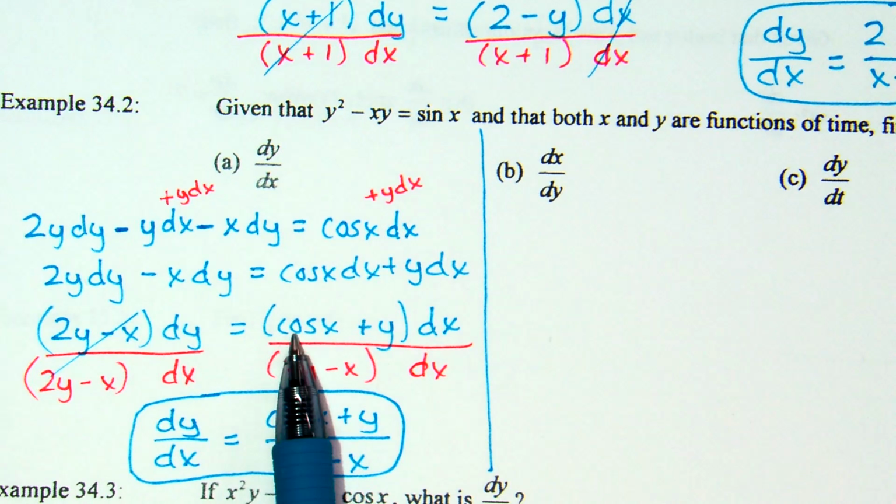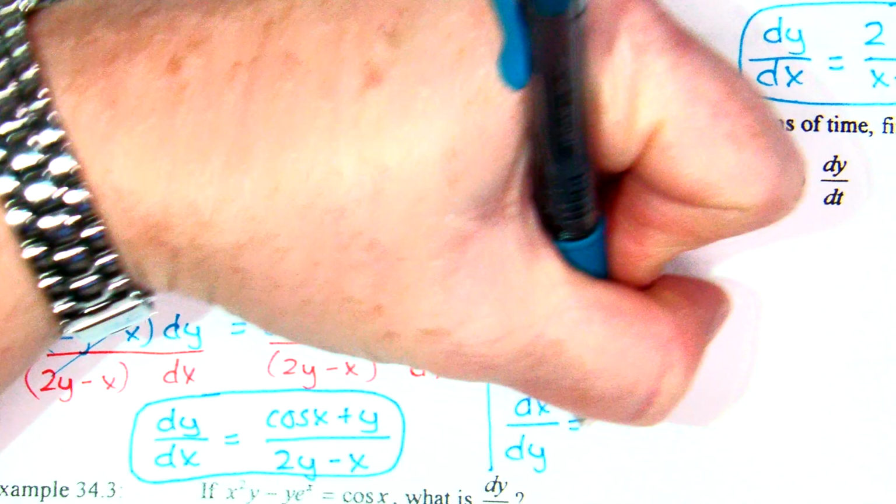I wasn't going to work through this one. I was going to basically take your dy dx and yes, you can flip it. So I was going to say that dx dy is 2y minus x over cosine x plus y.